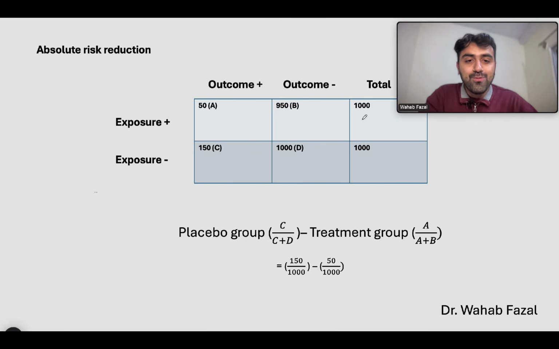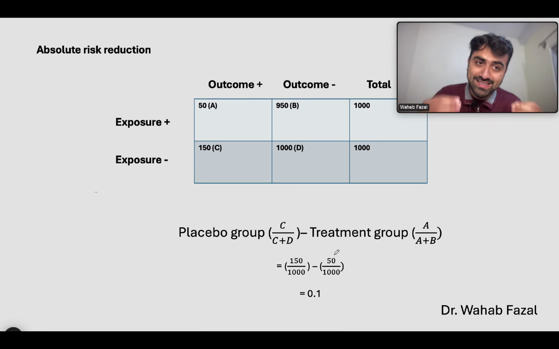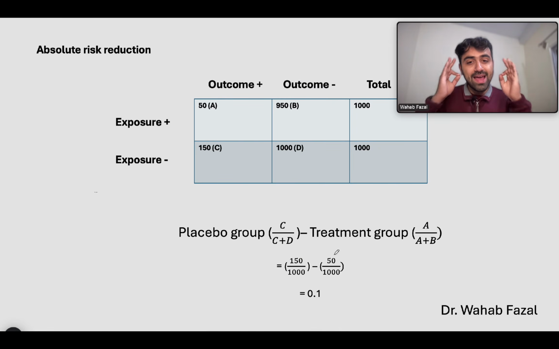So 150 by 1000 comes first. You subtract 50 by 1000 and you get 0.1. This is the absolute risk reduction. It's that easy. Just keep the bigger risk group in the equation first.